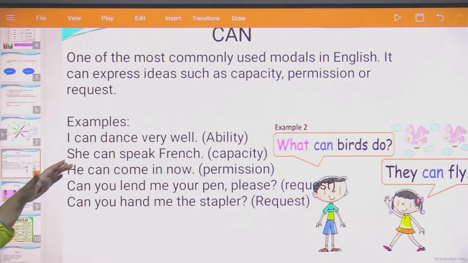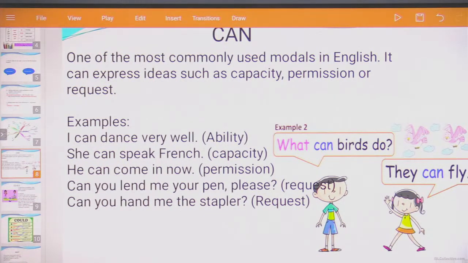So this sentence is showing request, student. Okay, you're requesting someone, you're asking for something. Okay, and you're asking, can you lend me your pen? So this is showing the request. Okay, can you lend me some money? Okay, can I borrow your books?